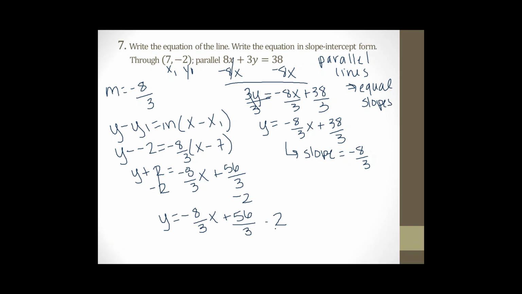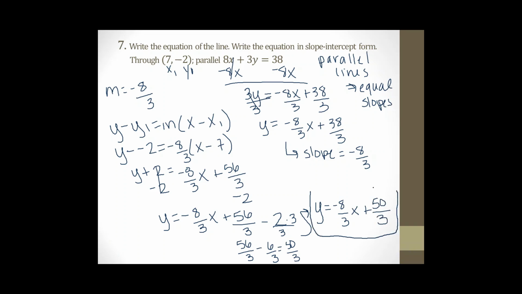So let's get a common denominator. The least common denominator will be 3. So if we multiply the top and bottom by 3, that'll give us 56 over 3 minus 6 over 3, which we know is 50 over 3. So our final equation would be y equals negative 8 over 3x plus 50 over 3. This is our equation in slope-intercept form.